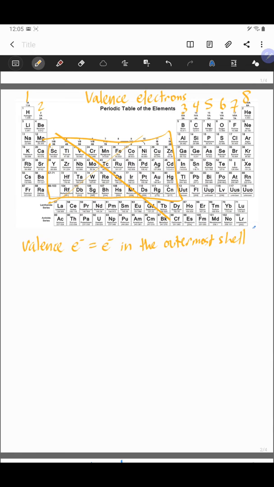Later on, we're going to talk more about valence electrons and how to draw Lewis dot structures. So the dots are going to represent the electrons, but we're going to do that in a later video. So hopefully we can understand valence electrons. All you're going to look at is the column number, and that's going to tell us the number of valence electrons.